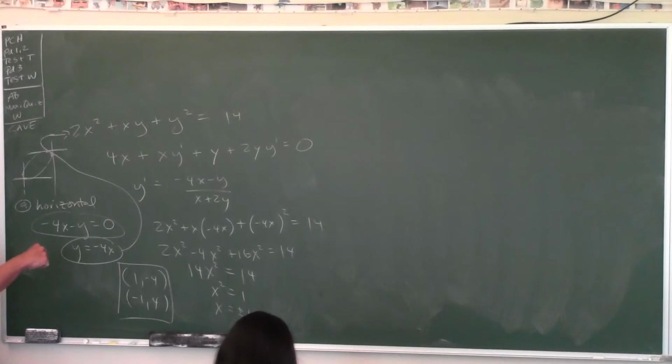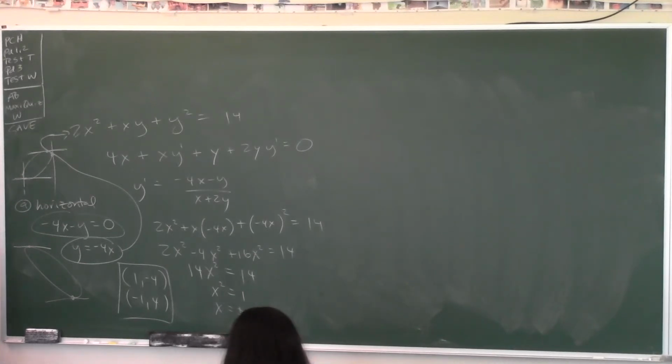So 1, negative 4, and negative 1, 4. So obviously my ellipse was not tilted the right way. It's actually tilted this way, right? You guys see that? Yes. Because look, 1, negative 4, that's down here. We have to go right and down. That's there. And then negative 1, 4 is up here. So the ellipse tilts this way.